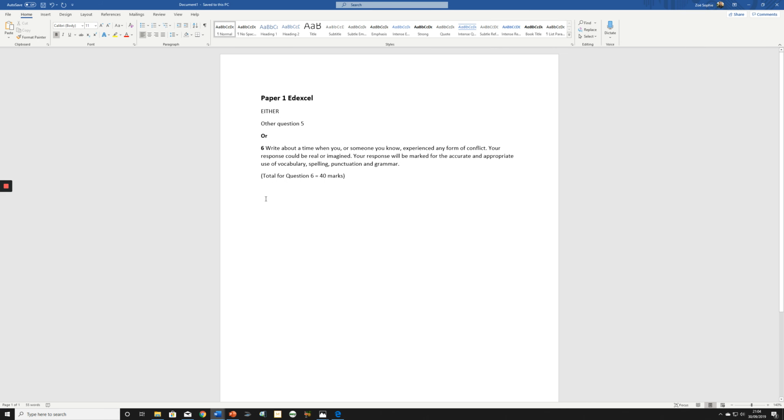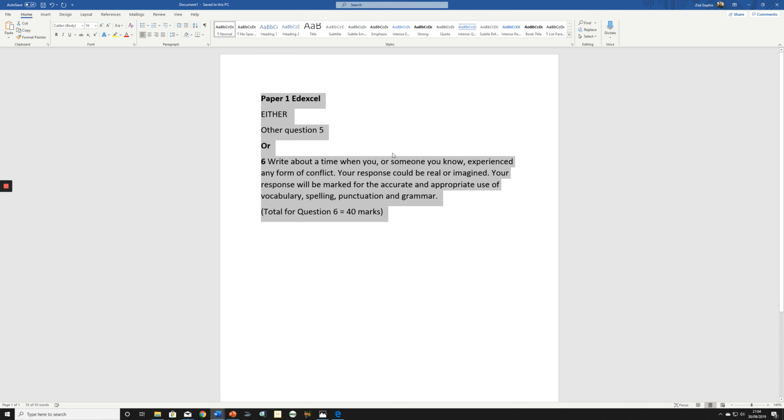I wanted to show you in Edexcel how this would be structured. You get 2 choices, the same as AQA, and I've picked out there'll be another question. It's usually look at the images they provide you. They're often black and white, so you have to do quite a lot of thinking. Or you get the next bit, which says here, write about a time when you or someone you know experienced any form of conflict. So that's a nice open scenario there. Your response could be real or imagined.